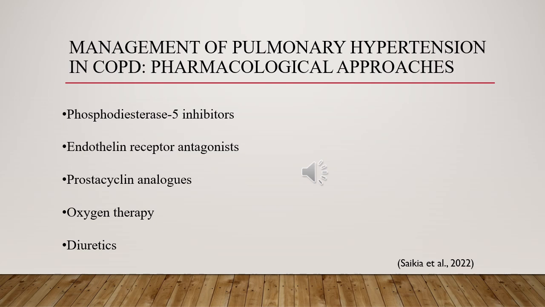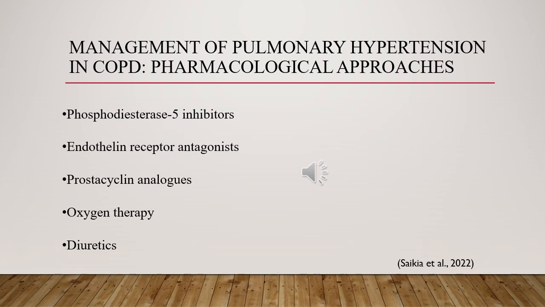Management of pulmonary hypertension in COPD: pharmacologic approaches. Pharmacologic management of pulmonary hypertension in patients with COPD is essential for improving symptoms and preventing complications, especially right heart failure, cor pulmonale. Saika showed that one class of medication commonly used is phosphodiesterase 5 inhibitors, such as sildenafil, which relax the pulmonary arteries, improve blood flow, and reduce pulmonary artery pressure.